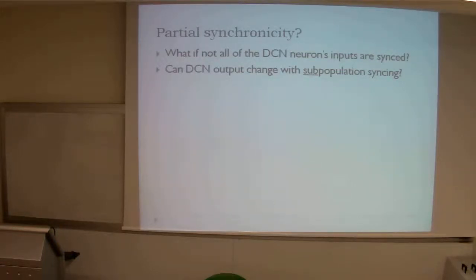So now we're going to look at another question. The authors say that synchrony is all well and good, but they don't think that all the Purkinje cells inputting to the DCN cell are synchronous at the same time. So the question is, what if not all of them are synchronized, but only some of them? What if there's only a subpopulation of synchrony? Will DCN output change as a result of this partial synchrony?